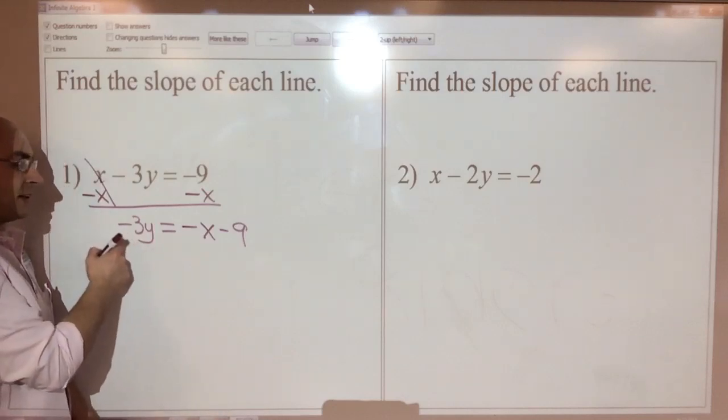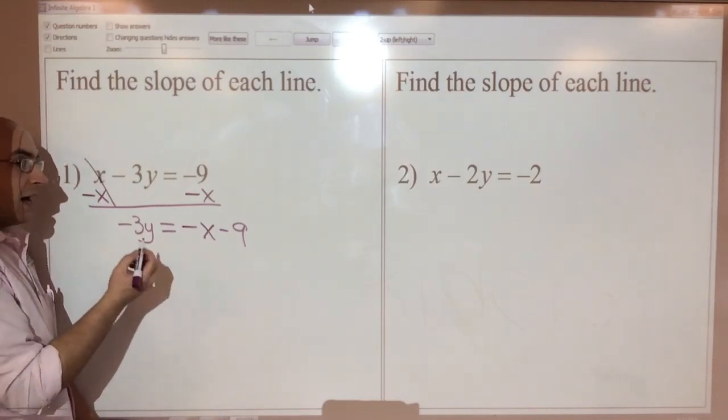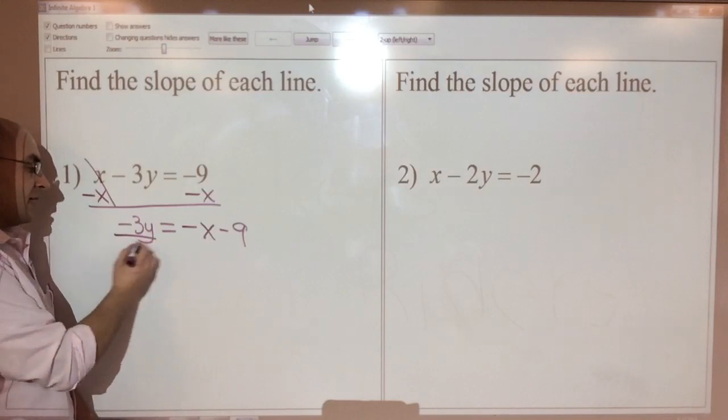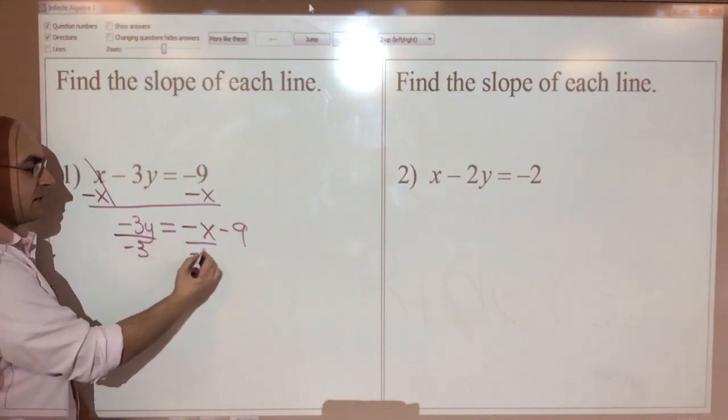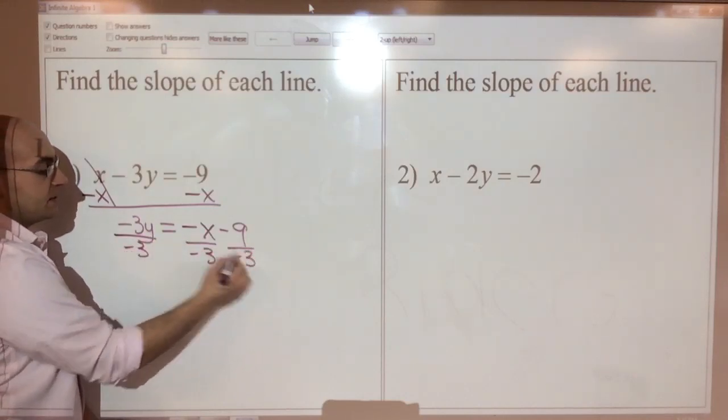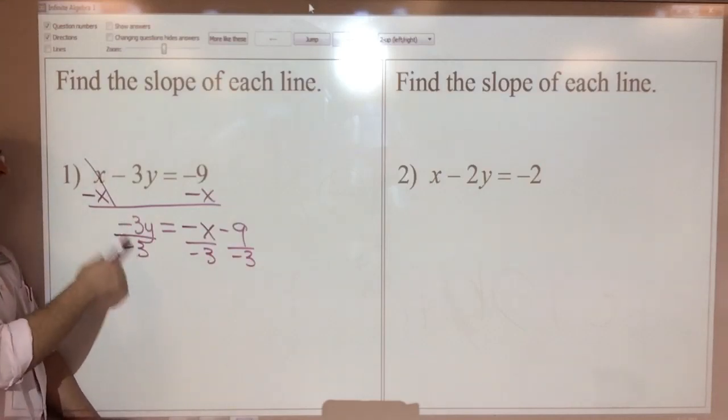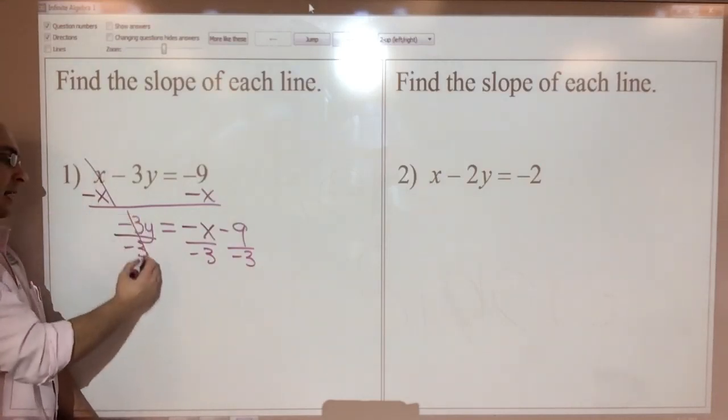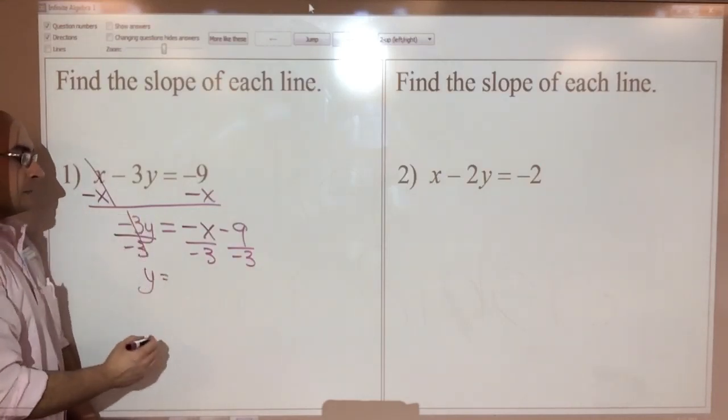But I've got this pesky little -3 next to the y. I've got to get rid of whatever is next to y. Every single time I got to do the same thing. In this instance, I'm dividing by -3 because that's the only way to get y by itself. Now, y is by itself.